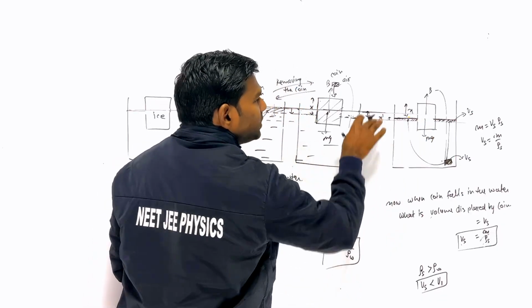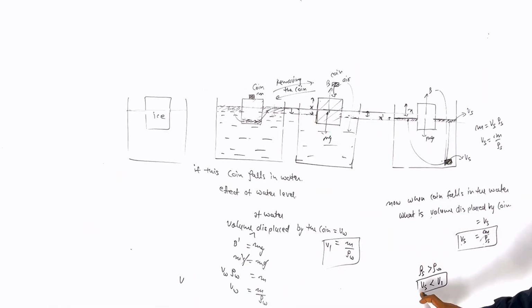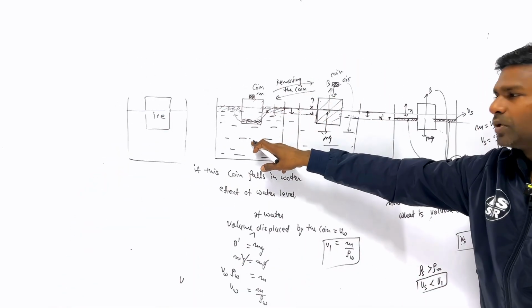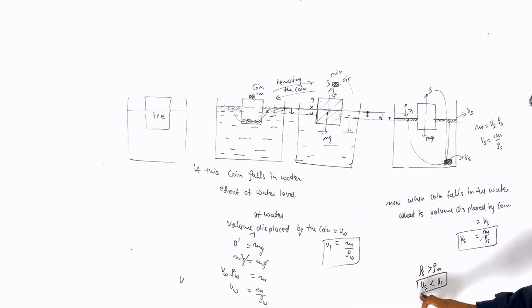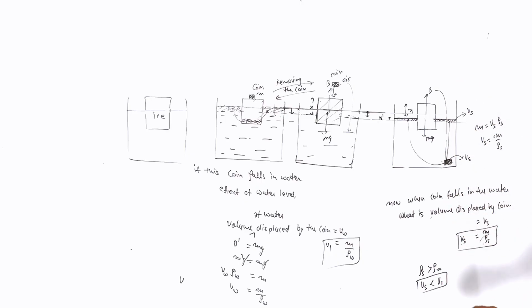So in this case, since the volume displaced by the coin, V1, is more compared to the volume displaced by the coin when it falls in the water, finally the water level will fall in this case. Is it clear or not?